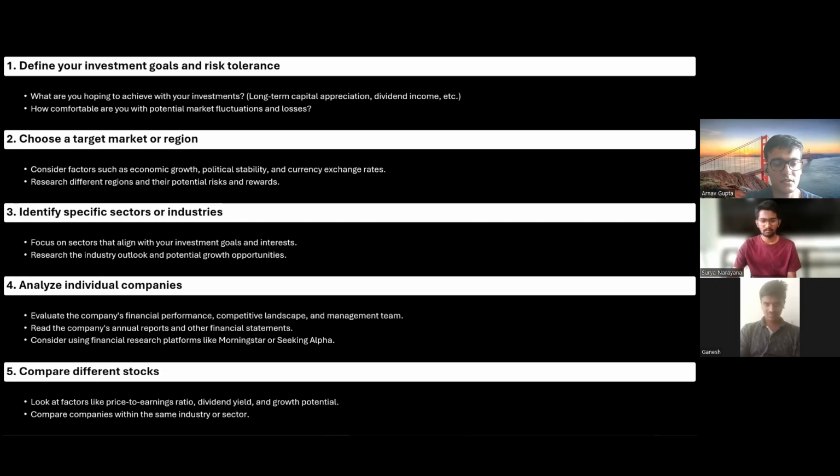Fifth, compare different stocks. Look at factors like price to earnings ratio, dividend yield, and growth potential. Compare companies within the same industry or sector.